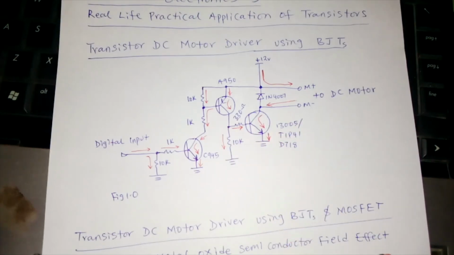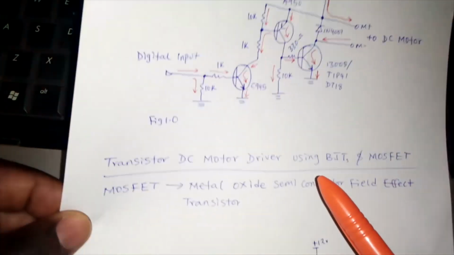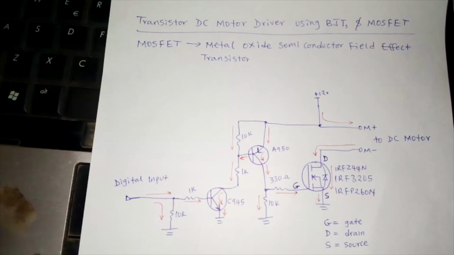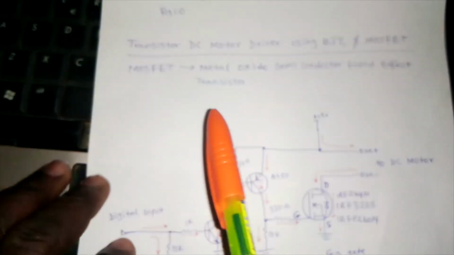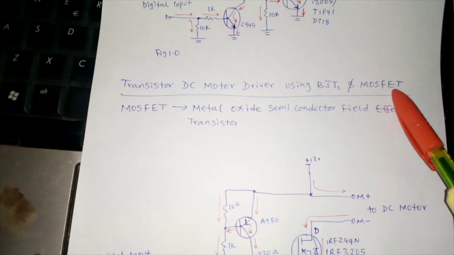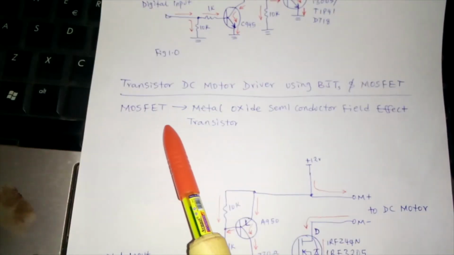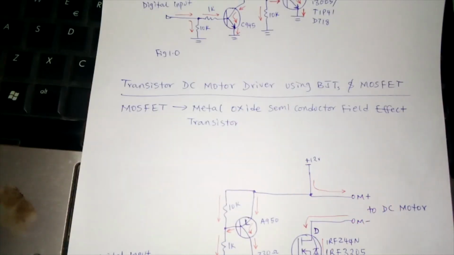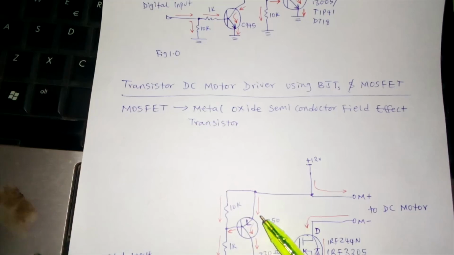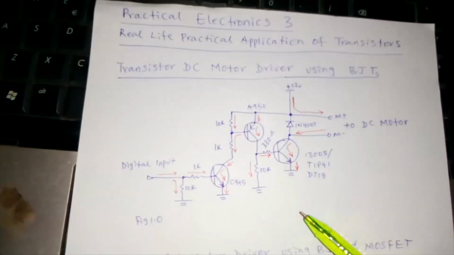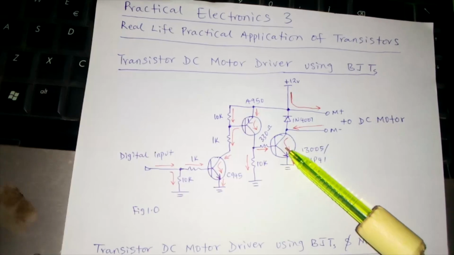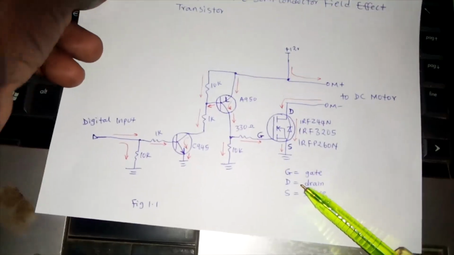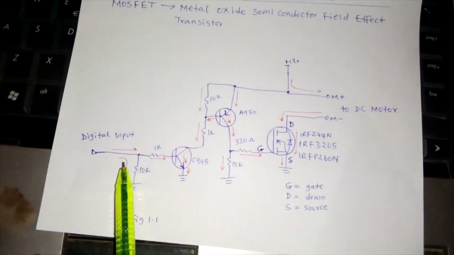So let me now show you our second circuit before we go to the practical. Look at the second circuit here: transistor DC motor driver using BJTs and MOSFET. MOSFET stands for metal oxide semiconductor field effect transistor. You understand? Now look at the first circuit very well. Observe it very well. The only thing we are changing in the second circuit is this one, the MOSFET.